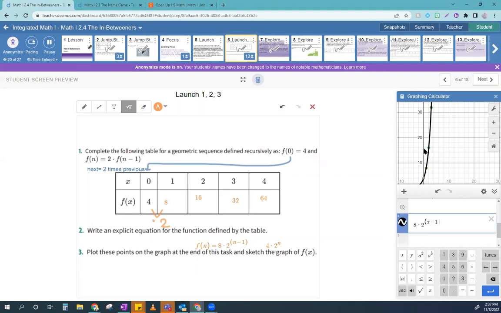Very good. What do you guys notice here? Someone say what they notice here. Yeah, they go through the points. Very good. It is exponential. Perfect. So we already plotted this, so now we're done with that.